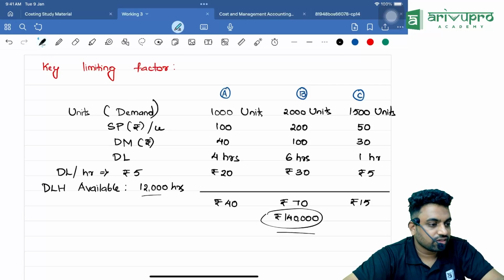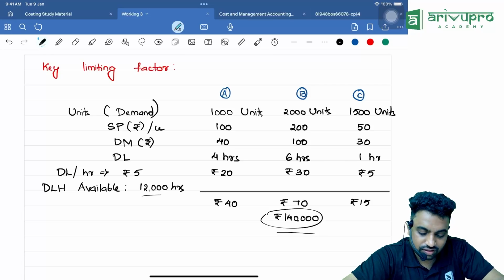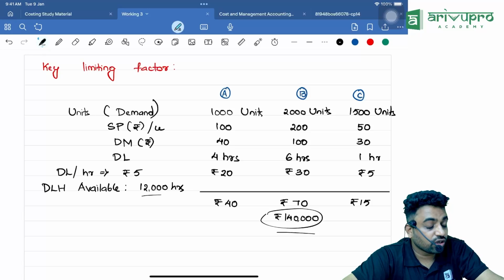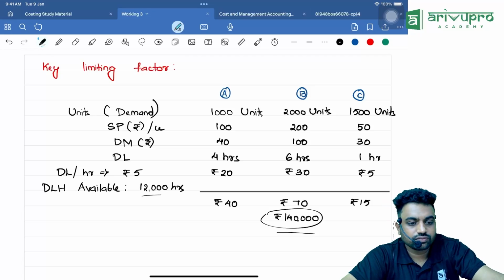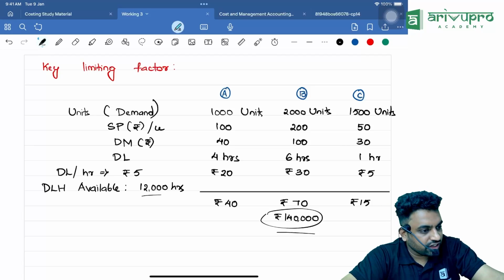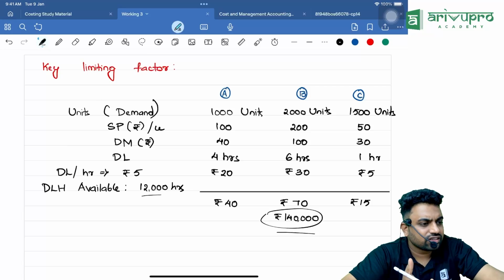If you first produce A within 4,000 hours, we can get contribution 40,000. And another 1,500 hours we can get 22,500. And the remaining labor hours is spending with us. So 1,083 into 70 is 75,880. So earlier how much you got?